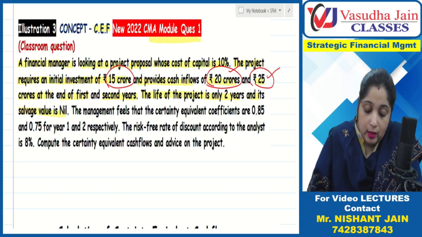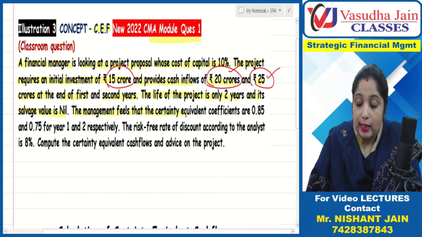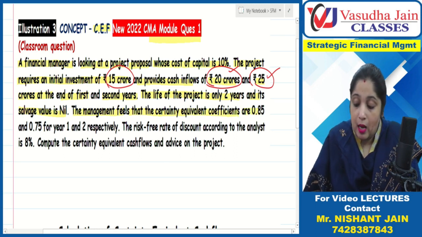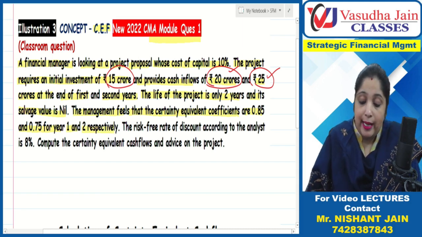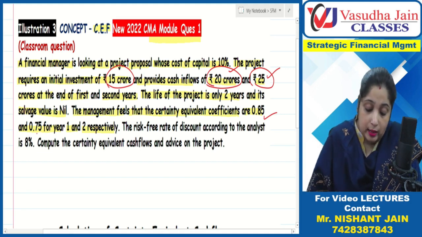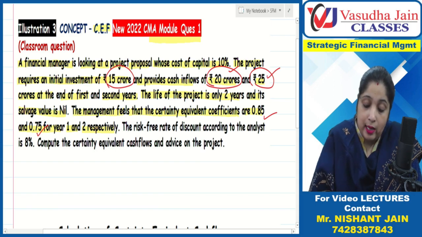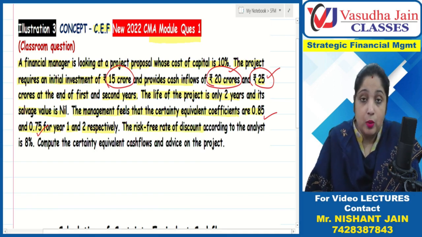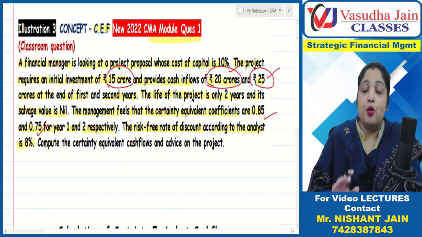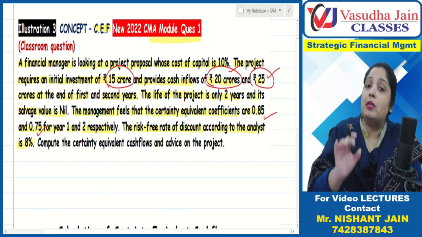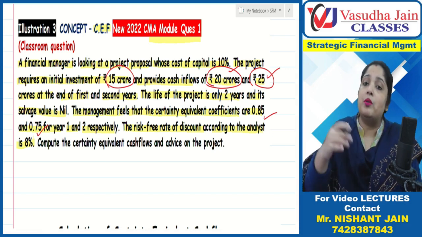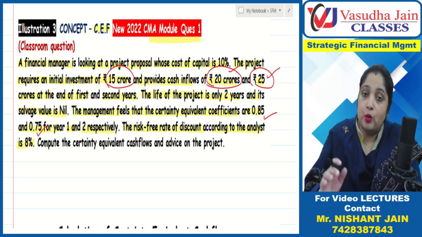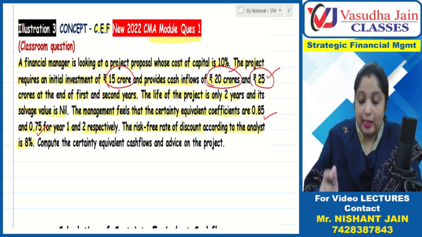Okay. Going further, the management feels that certainty equivalent coefficients are 0.85 and 0.75 for year 1 and 2. So they are telling you that 85% of cash inflows are certain for the first year, and for the second year certain cash flows are 75%. Then it says the risk-free rate of discount according to the analyst is 8%. So if you are analyzing your certain cash flows, then certain cash flows should yield 8% return. Why? Because the risk-free rate of return is 8%. So we should get 8% return if we are analyzing certain cash flows.